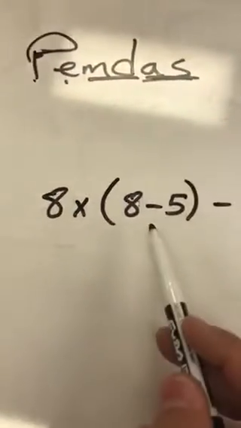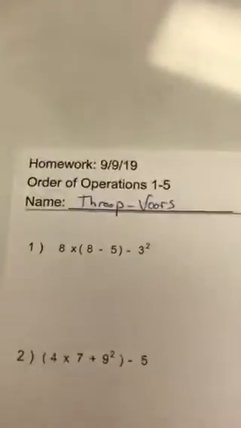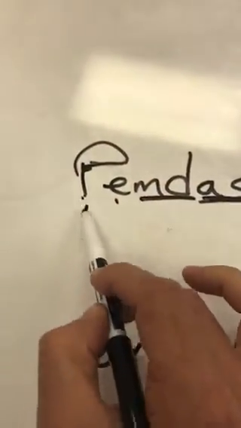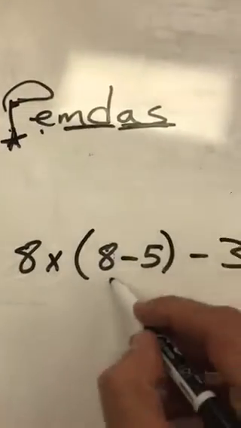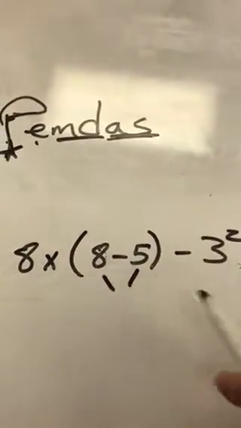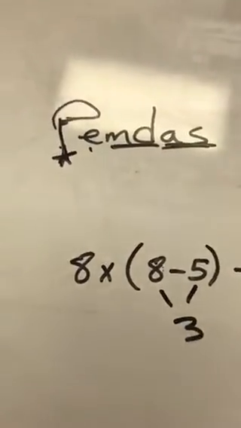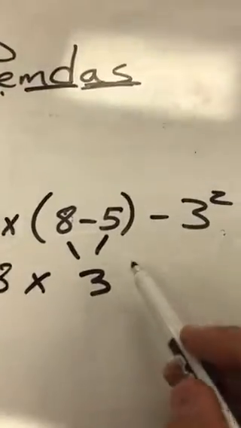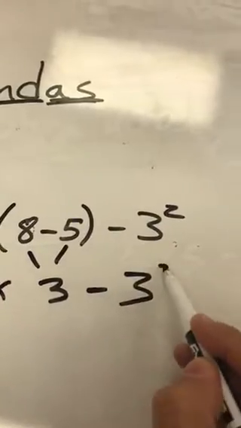So when we look at this problem, this is problem number 1 on your homework. We obviously see that there are parentheses. So according to PEMDAS, we have to do this first. And so we take 8 minus 5 first. 8 subtract 5 is going to give us 3. So when we rewrite the equation, it's going to be 8 times 3 minus 3 squared.